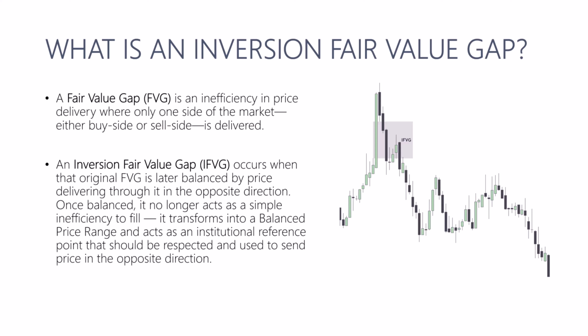Once balanced, the fair value gap no longer acts as a simple inefficiency to fill. It transforms into a balanced price range and acts as an institutional reference point that should now be respected and used to send price in the opposite direction. And as you see in the example on the right, the bullish fair value gap, once we balance it out with bearish candles, then that level starts acting as an inversion fair value gap or a level of resistance in order to send price lower.